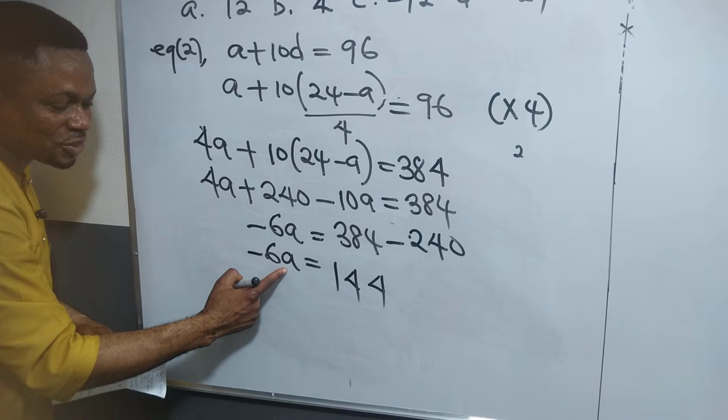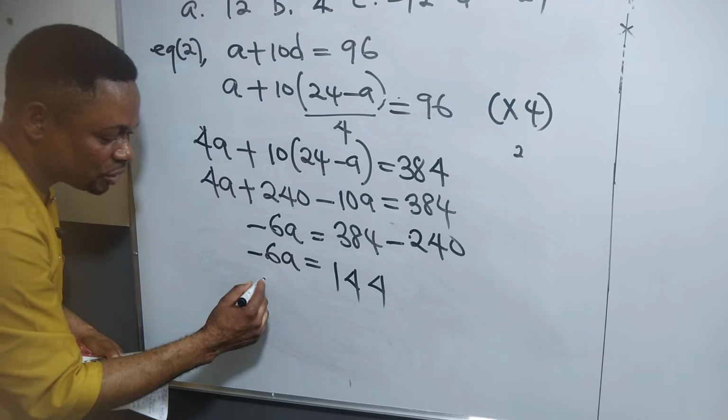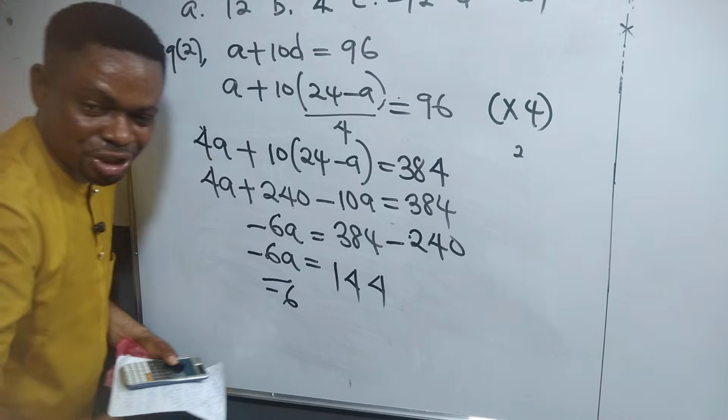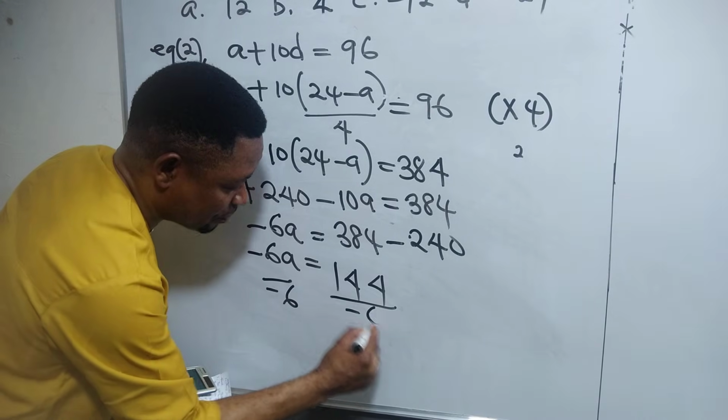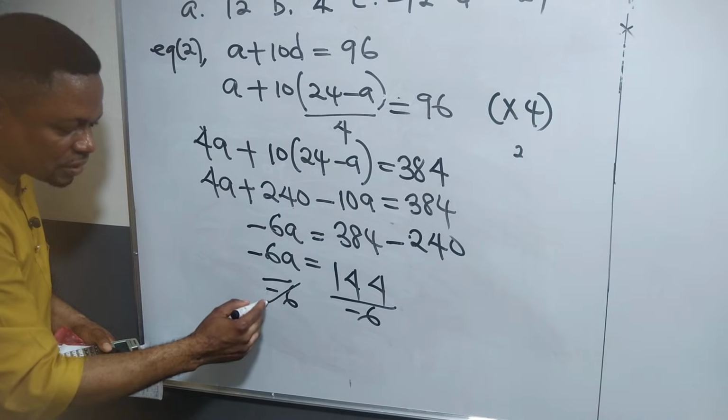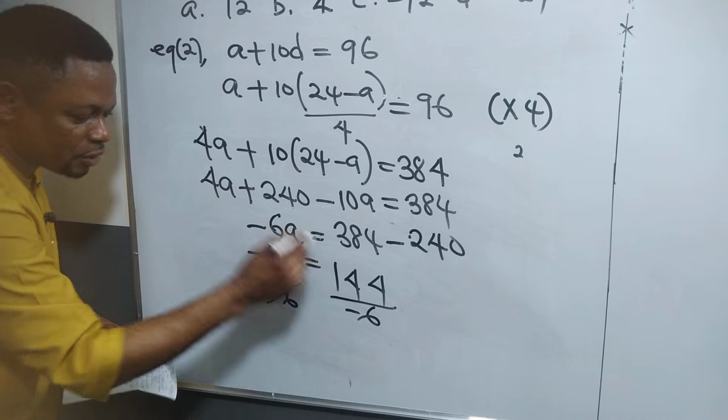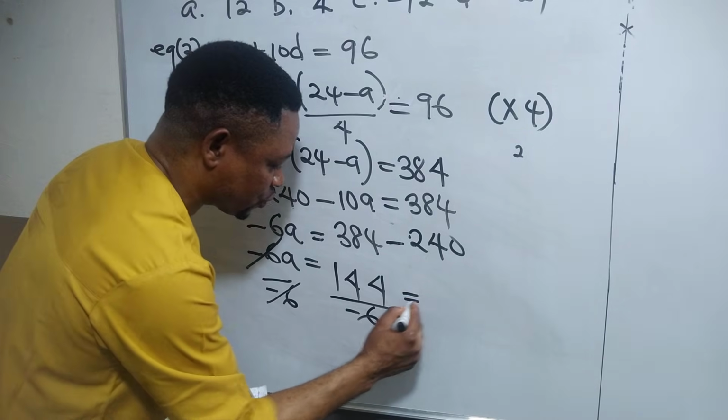1. Make a subject of the formula. I will divide by minus 6. Watch. I will divide by minus 6. Are you following? I will divide by minus 6. Divide by what? Minus 6. So minus 6 down, we cancel minus 6 up. Can you see what is remaining? Then it now becomes what?